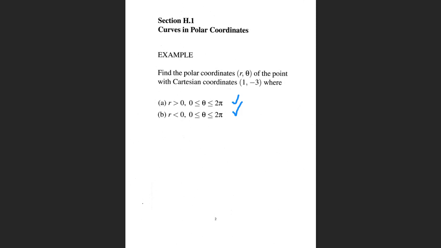Okay, you have to draw a picture. How many of you would like to work this one out? Who wants to work this one out? Okay, let's go ahead and work it out. I'll give you a moment to copy this down.